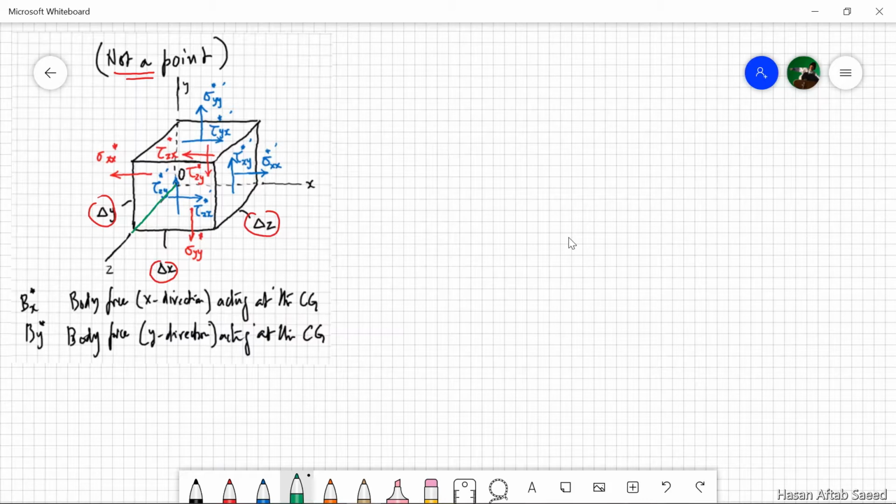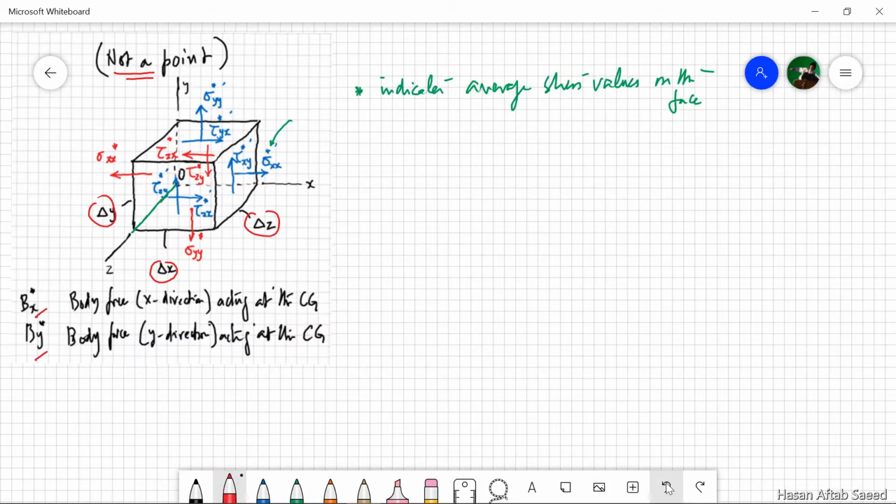Since it is finite dimensions that we have started with, we cannot talk about stress at a point, hence the use of asterisks to indicate that stress on any given face is variable and we are only taking its average value. This average value is assumed to act at the centroid of each face. The body forces, similarly, dx and dy, act at the center of gravity of the cube.